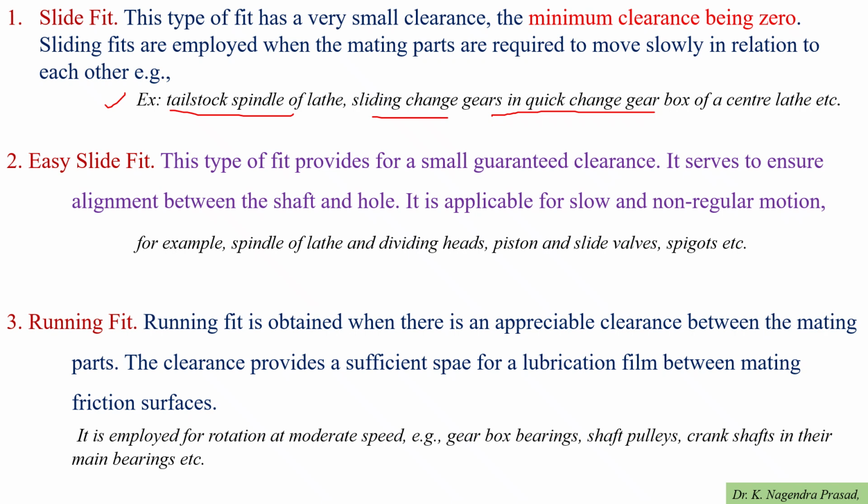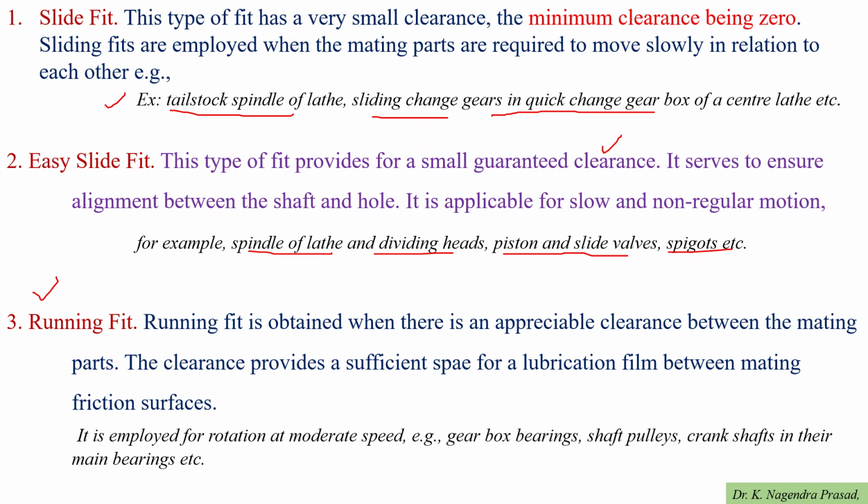Similarly, the second kind of clearance fit is the easy slide fit. This type of fit provides a small guaranteed clearance. Here a very small clearance will be provided. It serves to ensure alignment between the shaft and hole, and it is applicable for slow and non-regular motion. For example, spindles of lathe machines and dividing heads, pistons and sliding valves, spigot guards, etc. are examples for the easy slide fit. The next type of clearance fit is the running fit.